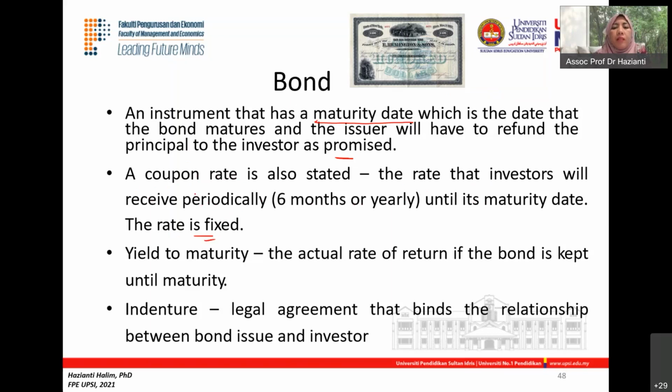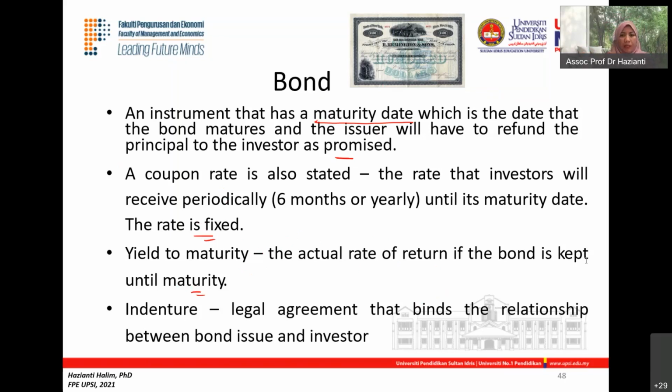The dividend depends on the performance of the company, depends on whatever factors that we discussed before. But for bond, the rate is fixed. We also have the YTM, yield to maturity, whereby it is the actual rate of return if the bond is kept until maturity. Okay. And we also have a term that we call indenture. Indenture is an agreement that binds the relationship between bond issuer and the investor.